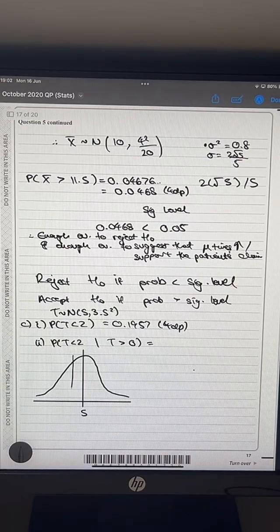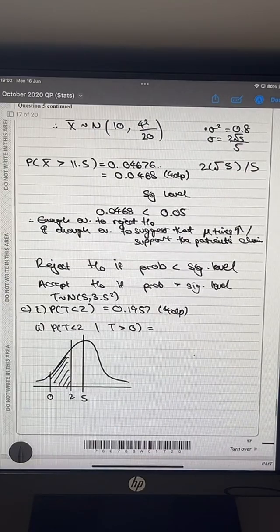So 2 would be about here, and 0, let's say, is about here. I don't know why that's an arrow. So 0 is there and 2 is there. I need the probability that T is less than 2 given T is greater than 0. So I need this probability here. So this is equal to, and I can just put in my bounds, and I get 0.1290.